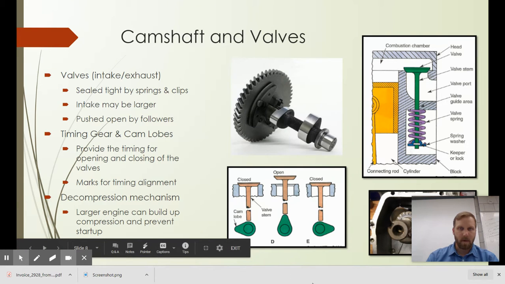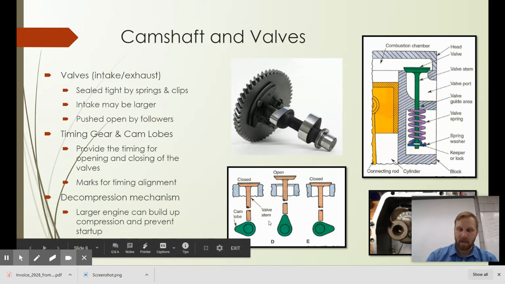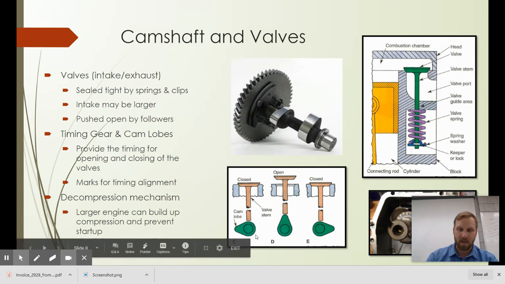All right, so let's talk about the camshaft and valves here. The camshaft is this part right here in the top left picture. The cams are actually these two teardrop-shaped lobes. A cam is a mechanical device. They come in different types of shapes, but the ones that we find in engines are teardrop shaped.